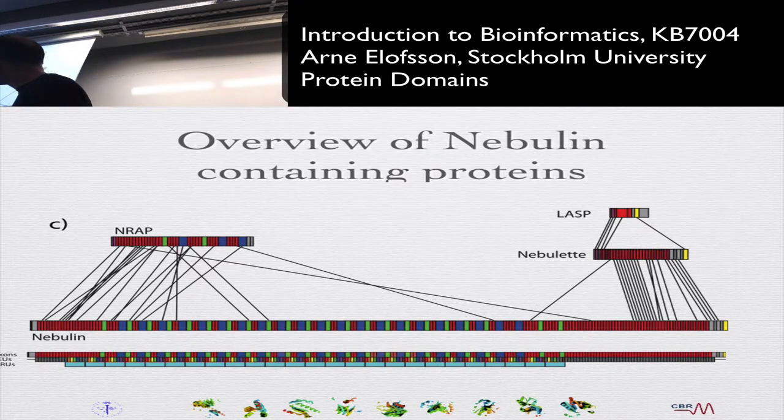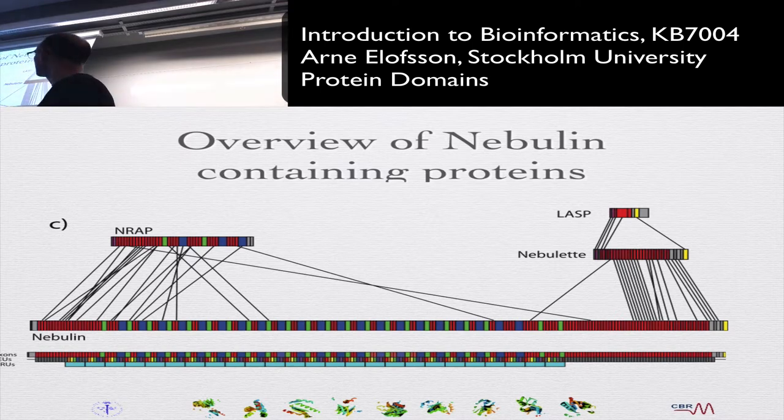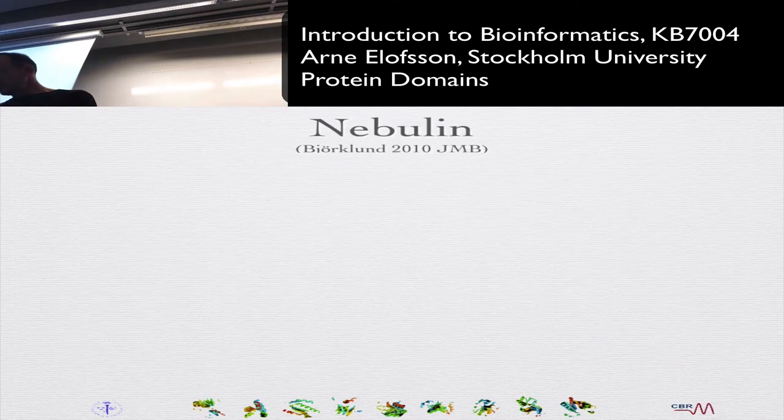So you have a clear pattern of 7 domains, or 4 exons, that is repeated here many times, you can see it very clearly here. And then there are some other proteins called NRAP, Nebulette, and LASP that also have the same type of domains, but are much shorter. Nebulette is similar to the part that doesn't have this repeat pattern. NRAP is more similar to the N-terminal part, and LASP is similar to part of Nebulette. So you can go on with that.